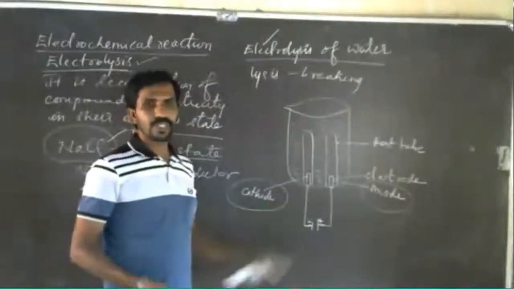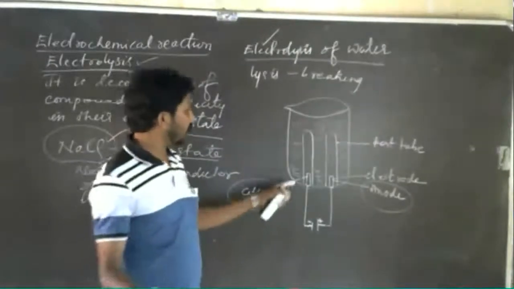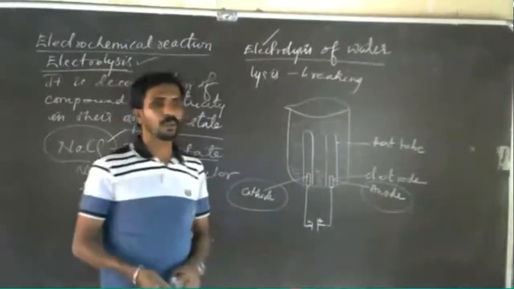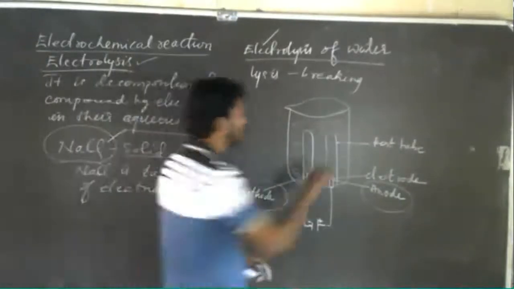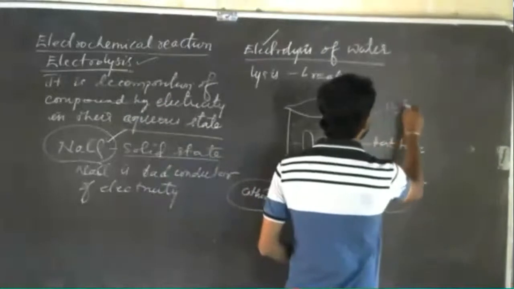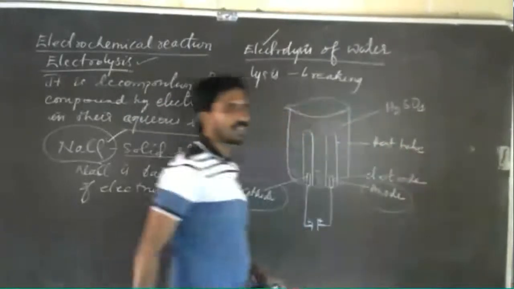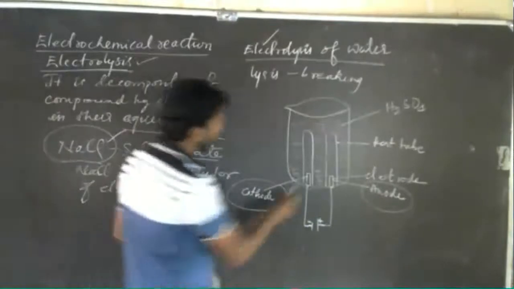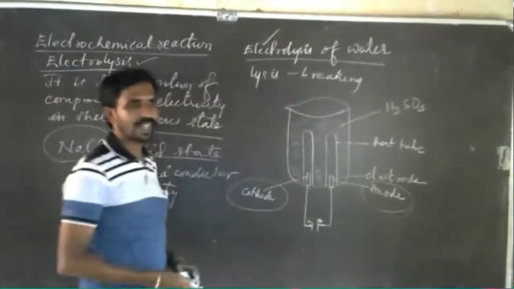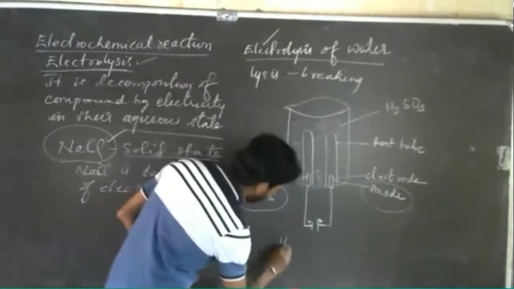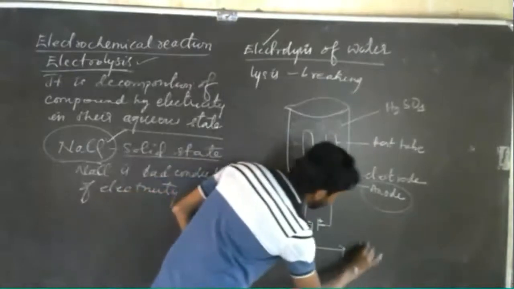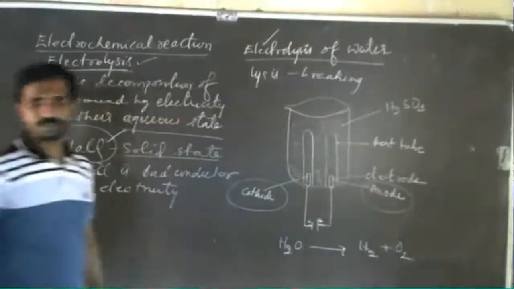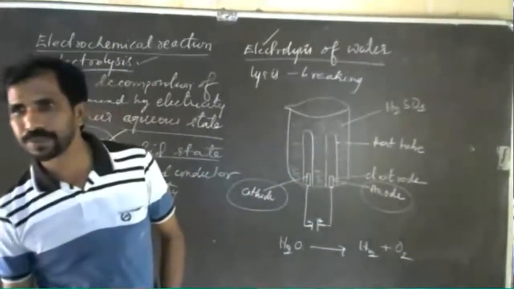Here, pure water is a bad conductor of electricity. That's why a small drop of acid, H2SO4, is added over here, so it becomes a good conductor. When current passes through it, the reaction takes place: H2O breaks into H2 plus O2.